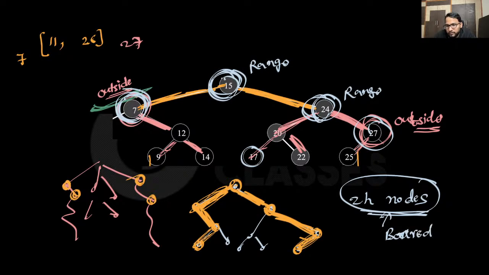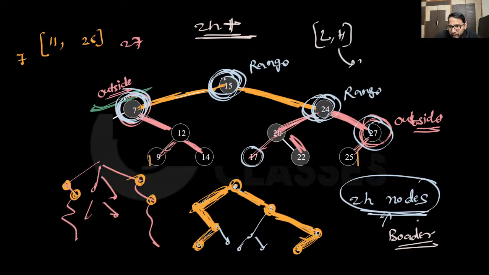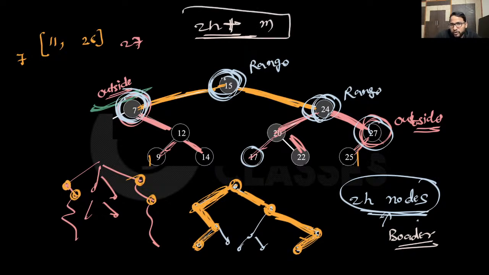Now these border nodes could be your range nodes, could be the outside nodes, that's okay, but these are the border nodes which are 2H. So you are definitely visiting how many nodes? 2H nodes plus you are also visiting these internal nodes. And how many could these internal nodes be? Let's suppose in the range you have M nodes, the range you are looking for is L to H. So basically you are visiting M nodes also, right? 2H plus M nodes you are visiting.